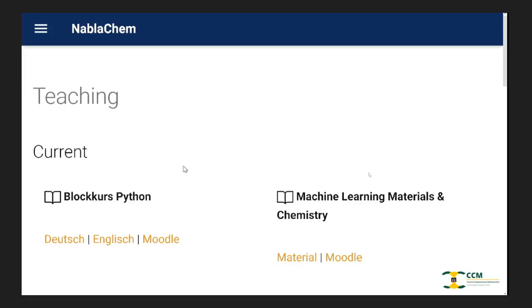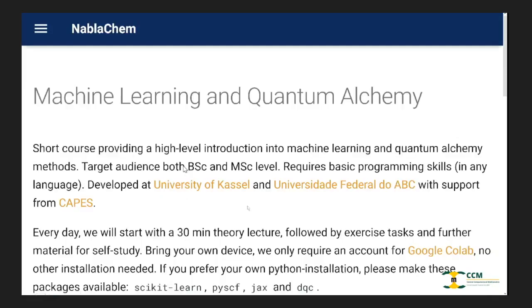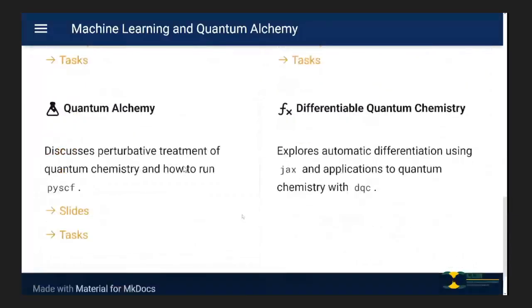All right, let's try the first task, and then after the first task, let's take a break. So now, if you go back to the course page, there's Quantum Alchemy again with the slides and with the tasks.